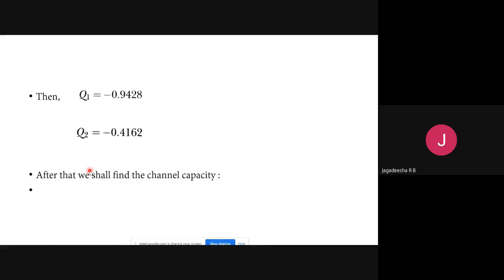Okay, so since we know the values of Q1 and Q2, to find the channel capacity, we just need to substitute these values into the channel capacity equation given by Muroga. So channel capacity is nothing but log of 2 power Q1 plus 2 power Q2, because it's a 2×2 channel or matrix. We just plug in those values into this equation and find the channel capacity. So channel capacity is 0.344 bits per symbol.